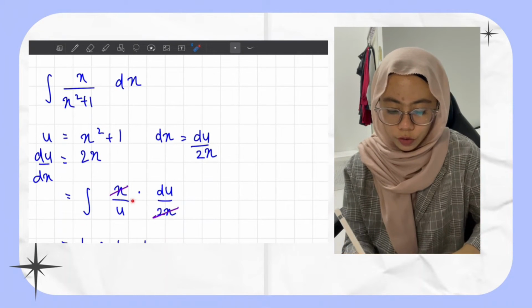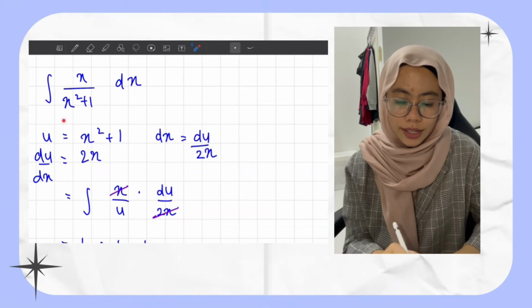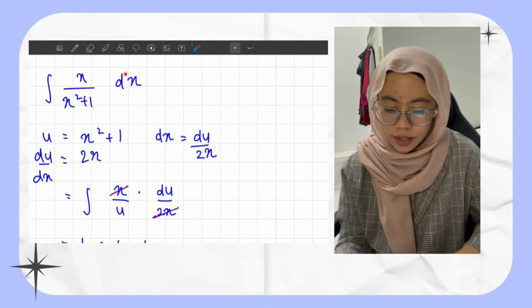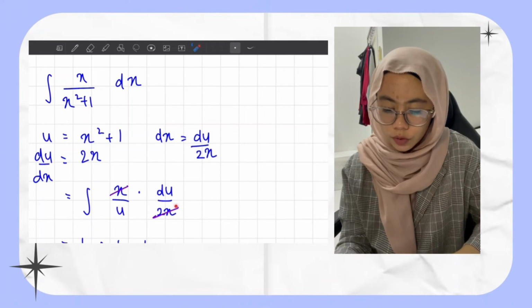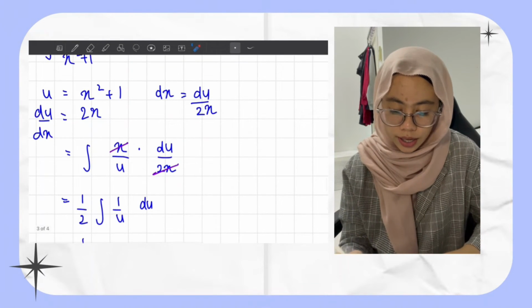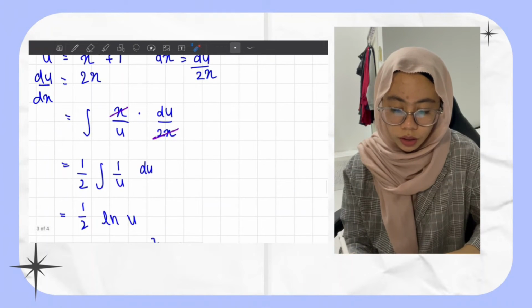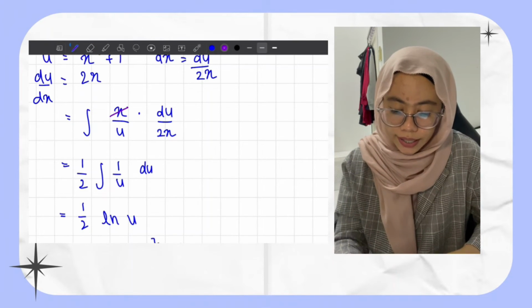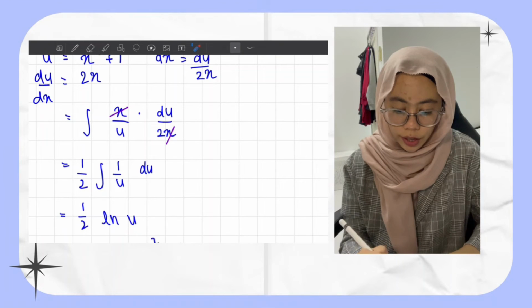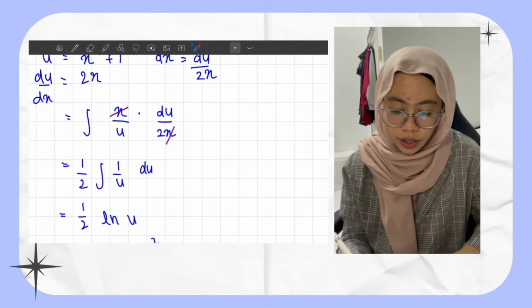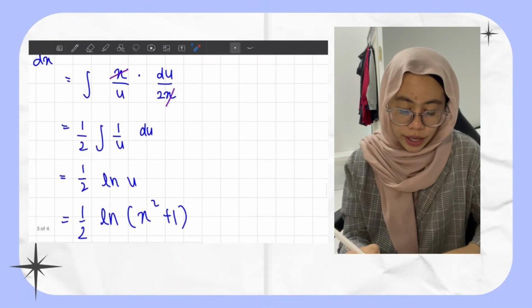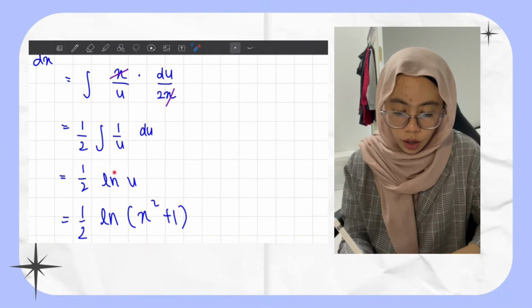So let's integrate it. Integration x over u, we choose this as our u, so let's multiply by dx. We have the value of dx here, du over 2x. So you can cross it. Sorry, we can cross only the x here. So we have the value 1 over 2 integration 1 over u du. So after we integrate it, we got 1 over 2 ln u.